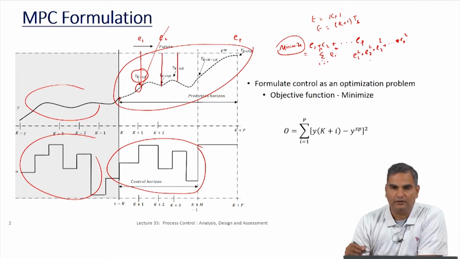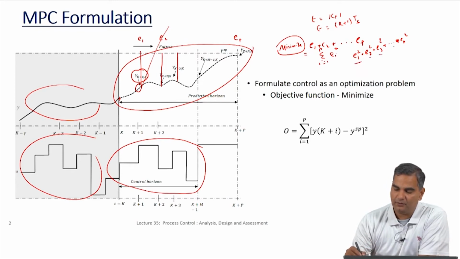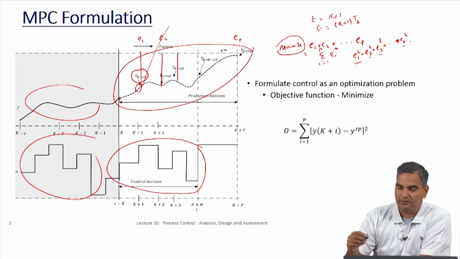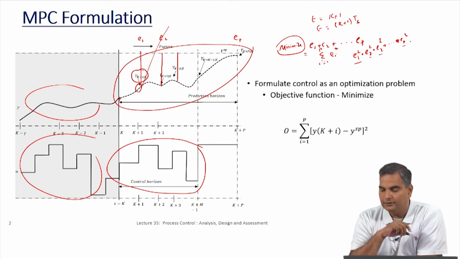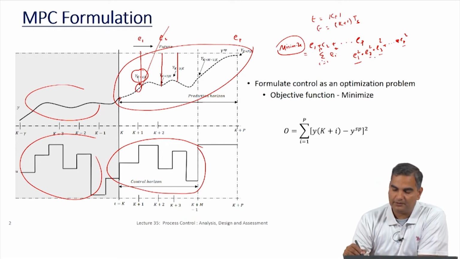So, since no term has the ability to become negative, all of them are positive, the lowest value is 0, and the lowest value is achieved whenever E1, E2, E3 all the way up to EP are 0. Even if you have one negative, that squared will be a large positive value. So basically the idea is, instead of minimizing sigma EI, you minimize sigma EI squared.